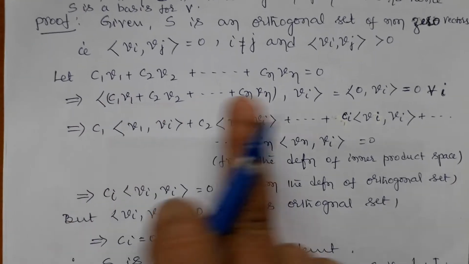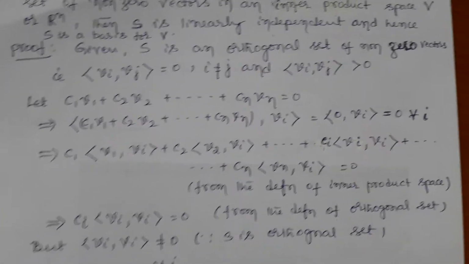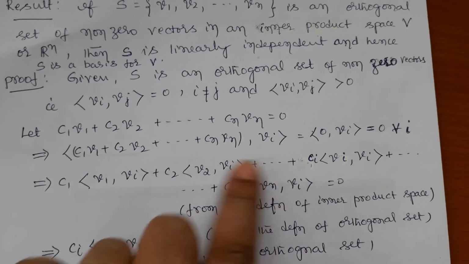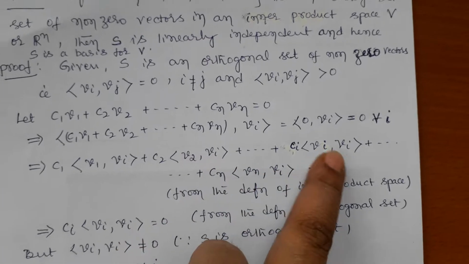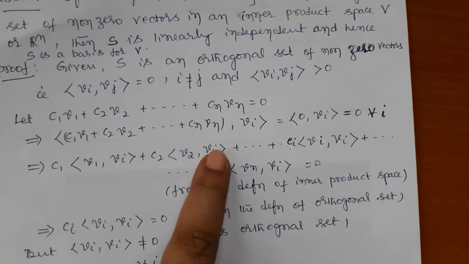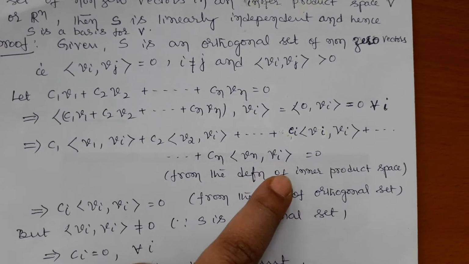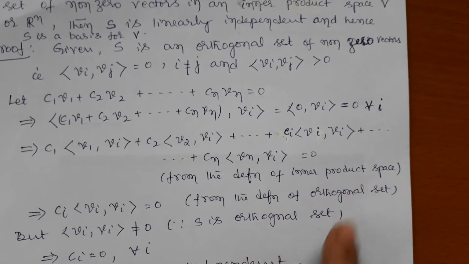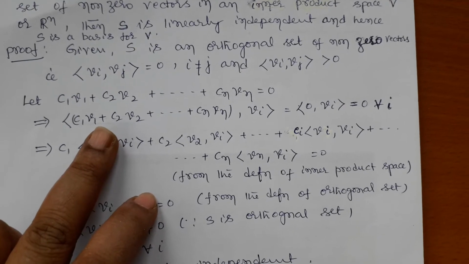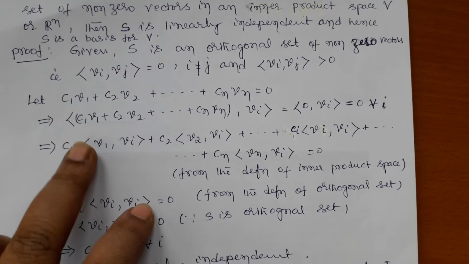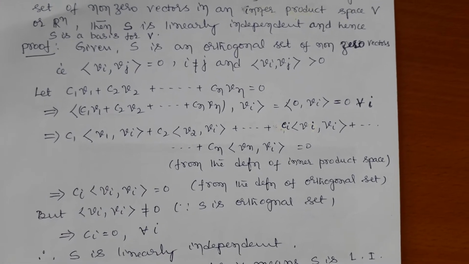What do we get? c1 times the inner product of v1 comma vi, c2 times the inner product of v2 comma vi, plus etc. plus, in between, ci, where one of the vectors is vi, ci times the inner product of vi comma vi, plus etc. plus cn times the inner product of vn comma vi, equal to 0. I have simply written this from the definition of inner product space. I explained here conditions 2 and 3 of the definition of inner product space, because you are already given that V is an inner product space.